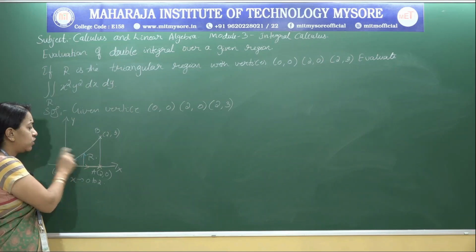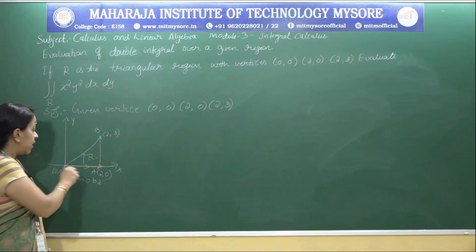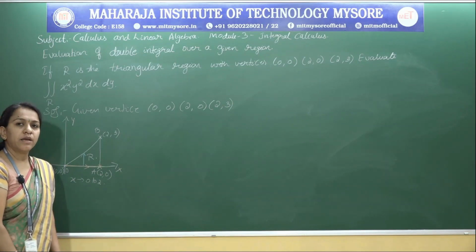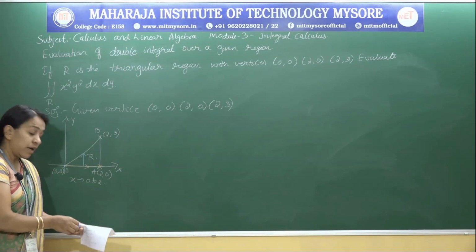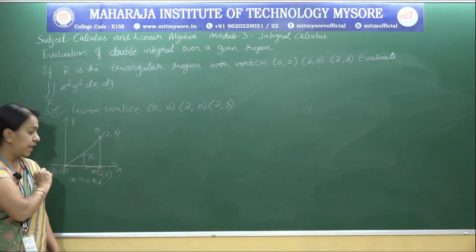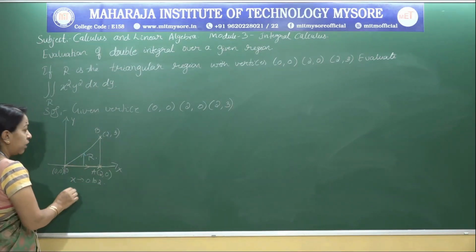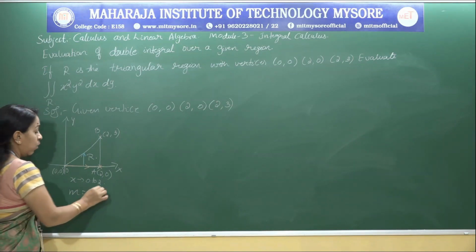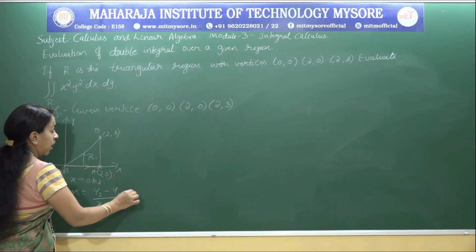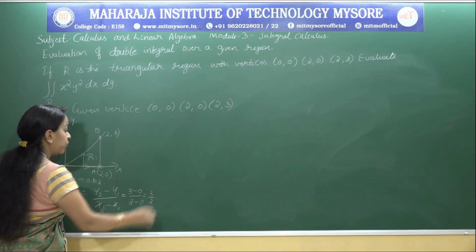So we should know what is the equation of this line. We can find the equation of this line because that line passes through the origin. If I know the slope of that line, then I can write the equation of that line. I can get the slope because I know the 2 end points of the line, using the formula m equals (y2 minus y1) by (x2 minus x1). It is nothing but (3 minus 0) by (2 minus 0), which is 3 by 2.